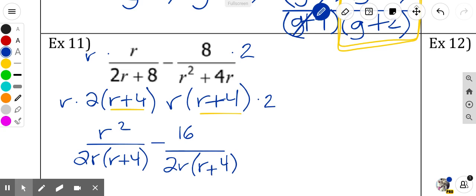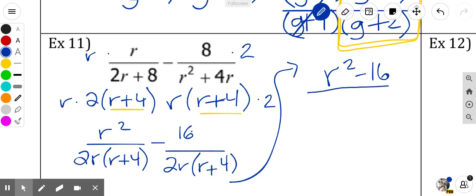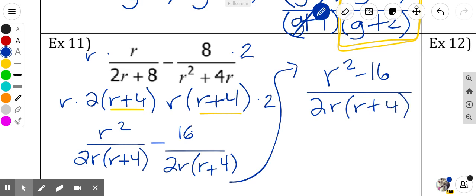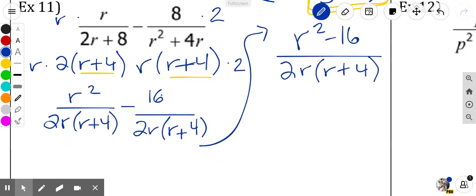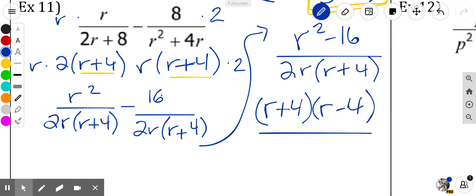Okay. Next, we have to subtract the numerators. Typically, you would distribute this if it was 2 terms, but it's not. So we're just going to write r squared minus 16. So I'll continue this up here. So r squared minus 16 on the top, 2r times r plus 4 on the bottom. So next we have to factor the top. The top is a difference of squares. So that turns into r plus 4, r minus 4. And then the bottom is your 2r and the r plus 4.